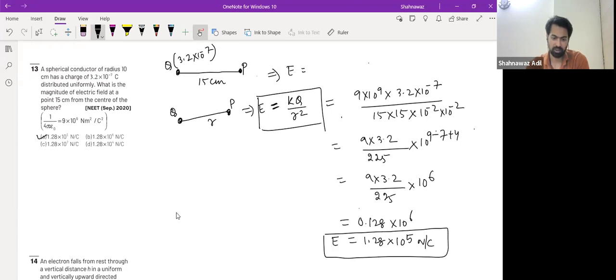Rabia, your response was hesitant. Do we have any confusion? Don't keep your confusion within yourself. Are you confusing the spherical conductor and the point charge? Or you understood? I understood, sir. Okay, then that's it.